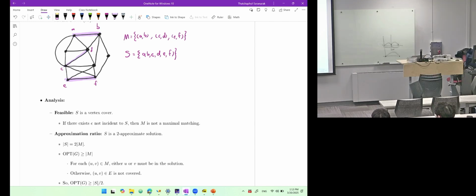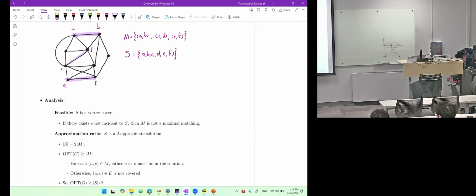For every purple edge here, we know for sure that this edge must be covered. Every edge must be covered, in particular the edge in the matching must be covered too. So if U and V is in the matching, then either U or V must be chosen in any optimal solution.